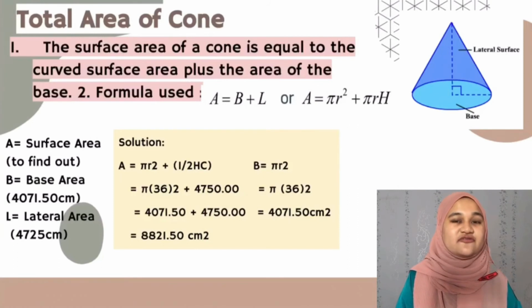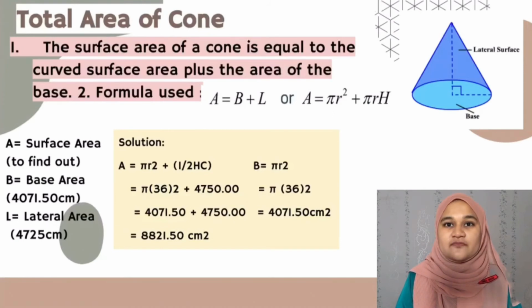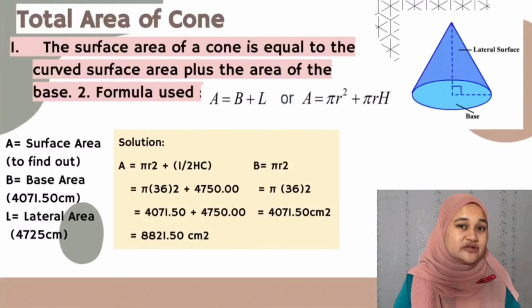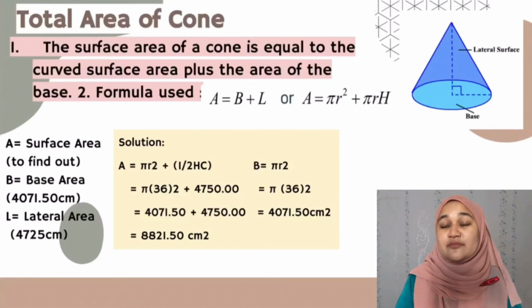The surface area of a cone is equal to the curved surface area plus the area of the base. The formula used is A equal to B plus L, where B is the base area and L is the lateral area. To measure the total area of a cone, we have to total up the base area and the lateral area. For the base area, we take the measurement of the circle area, which is 4071.50 cm square, and the lateral area, which is 4750. So, the total amount we get is 8821.50 cm square, which is the total area of a cone.